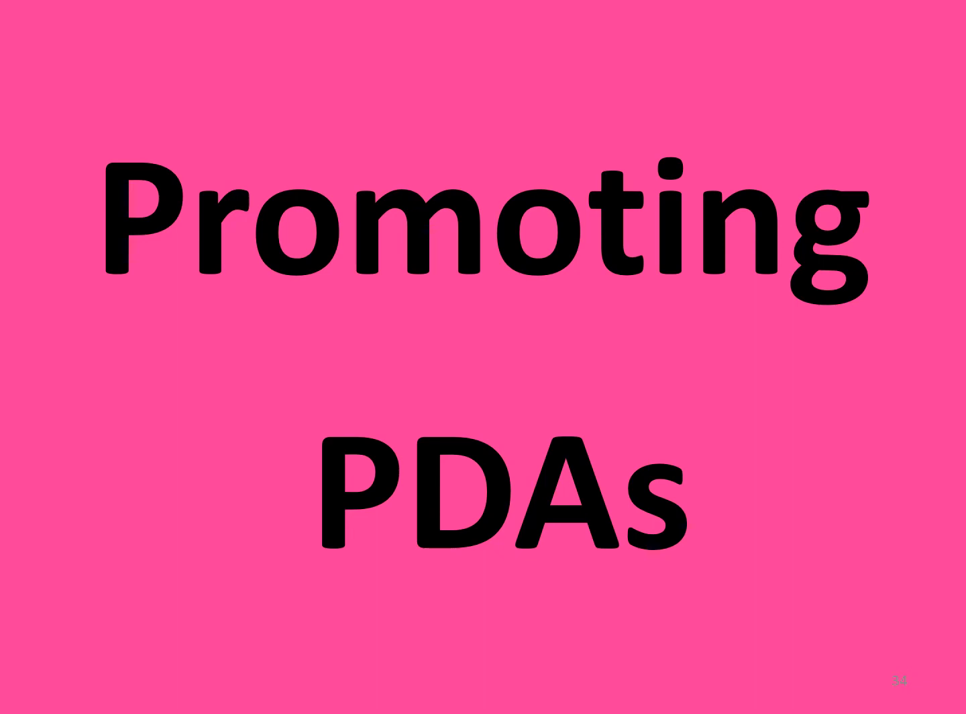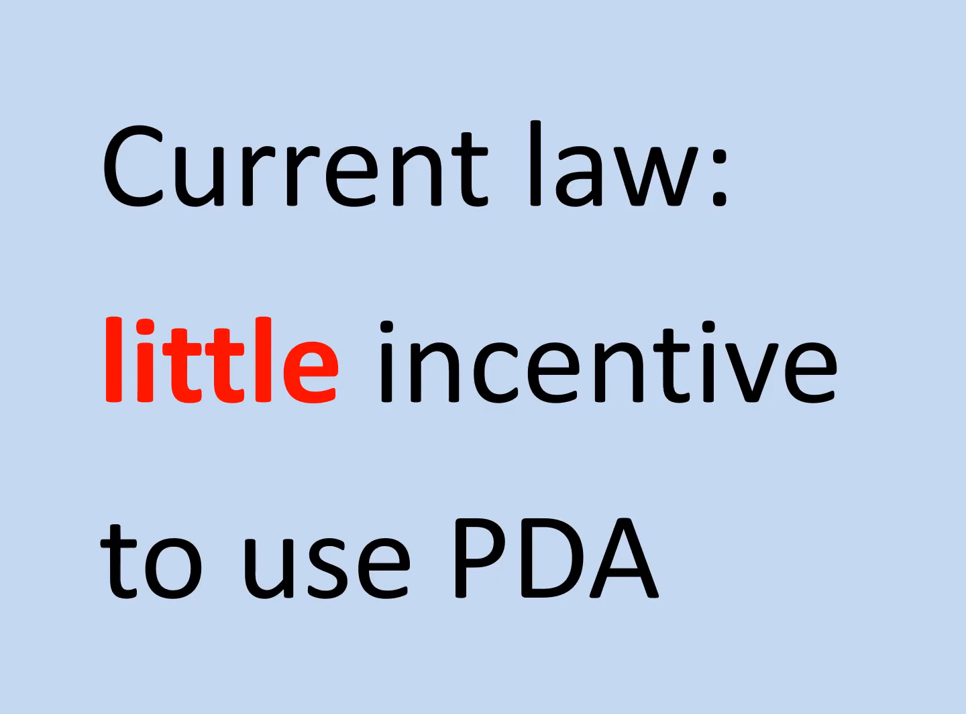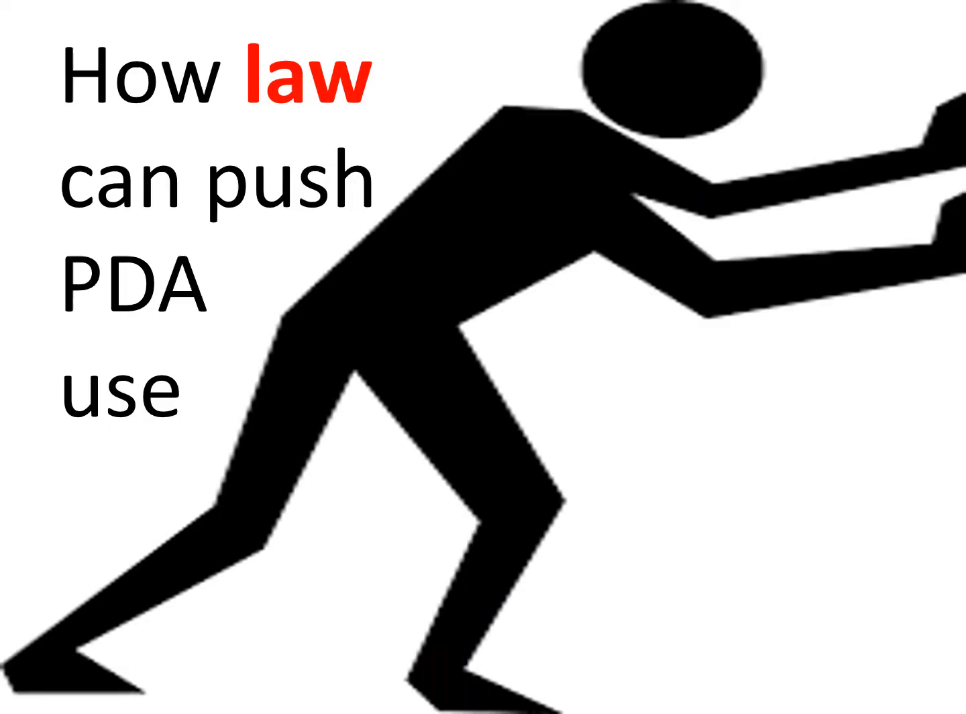So how are people promoting decision aids? Well, the current law doesn't provide all that much incentive because, as we discussed in the second video, it's enough to make a disclosure. Even if it's a poor disclosure, it's legally sufficient to make the disclosure. So it's not clear how much incentive there is to use a decision aid. So the innovation may be that we need to actually change the law in order to put some extra incentive to use decision aids.